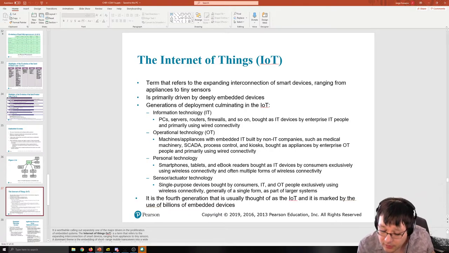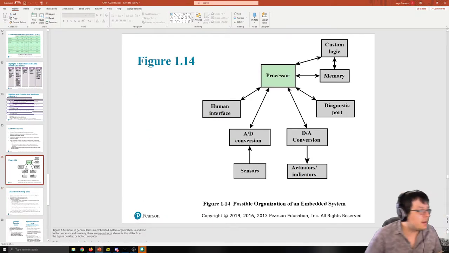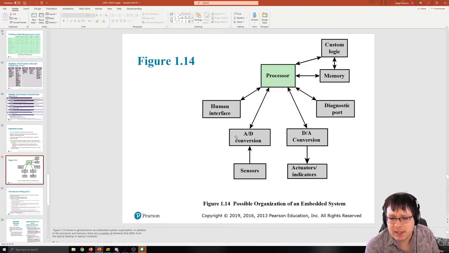There's also another little diagram that I'll show you. Yeah, this one. What kind of stuff do you need in an embedded system? Okay, you have a processor, and you typically have an AD, which stands for analog and digital, which is something that I actually noticed when I was reading the book. It never mentions what A and D stands for, but I'm 99.9% sure it means analog to digital.